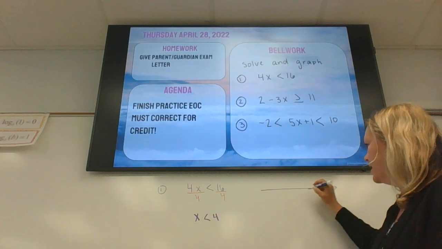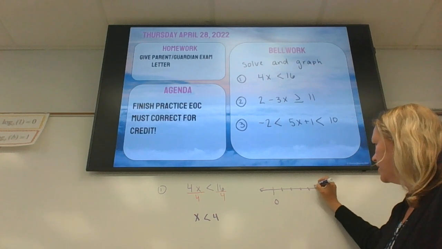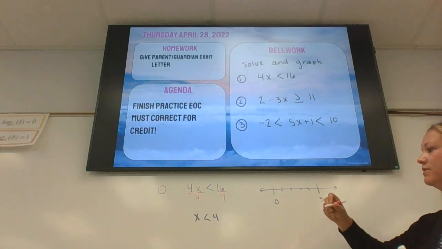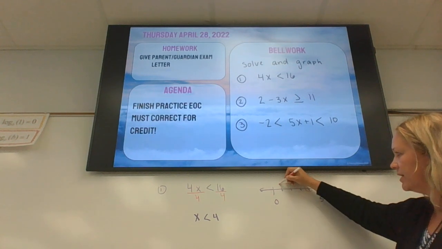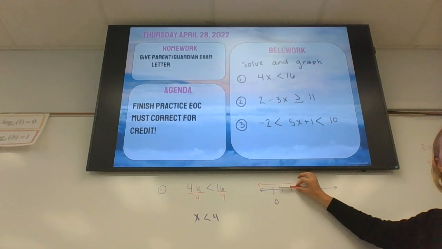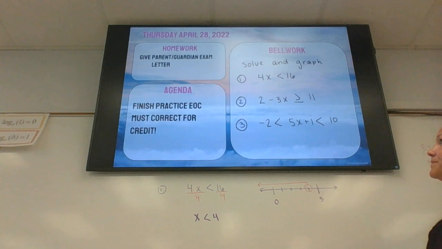So on a number line, I'll go 0, 1, 2, 3, 4, 5. And since it's less than, I'm going to do an open circle. And I'll point my graph to the left. And a lot of times they put the red line and just make this bold, right? And you guys do that too, but I like to go up and over to make it really clear.